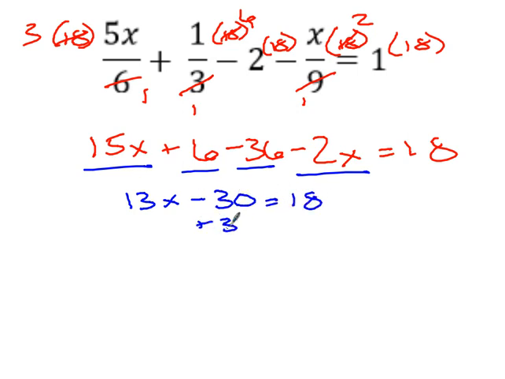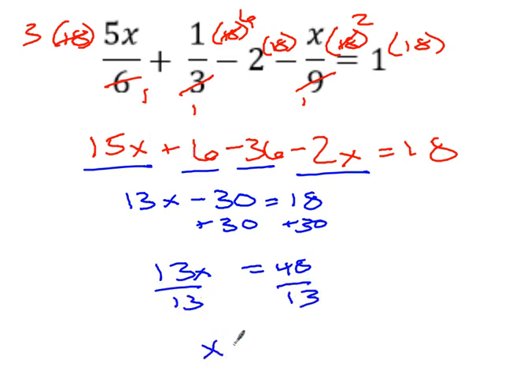I'm going to add 30 to both sides. Gives me 13x equals 48. Divided by 13. And there's my final answer. I'm done. 48 over 13. I actually don't know what that is as a decimal. I don't have a calculator on hand, so we're just going to leave it like that.